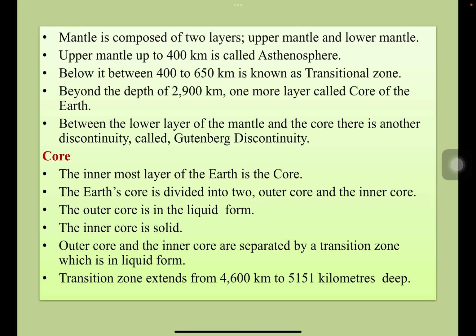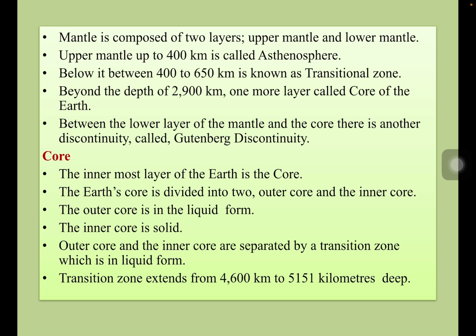Mantle is composed of two layers, upper mantle and lower mantle. Upper mantle up to 400 kilometers is called asthenosphere. Below it, between 400 to 650 kilometers, is known as transitional zone. Beyond the depth of 2900 kilometers, one more layer is there, that is the core of the earth.